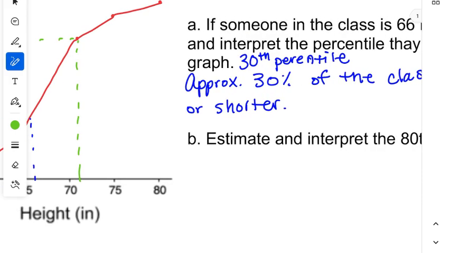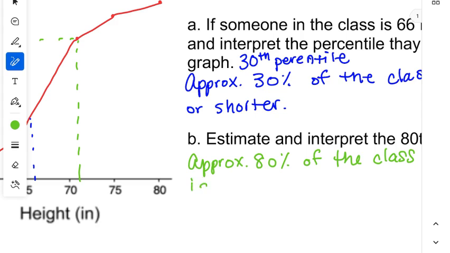So to write that, we do approximately 80% of the class is about 70 inches or less.